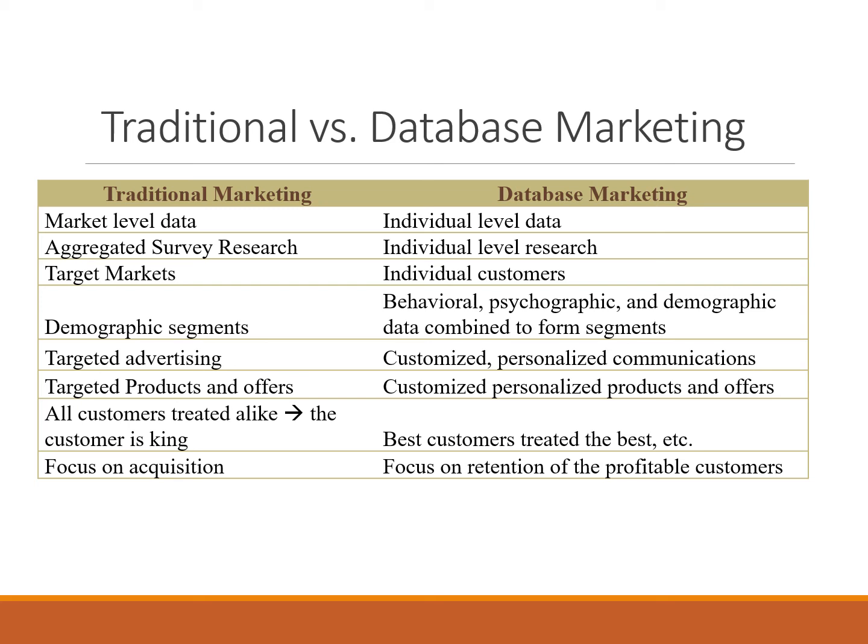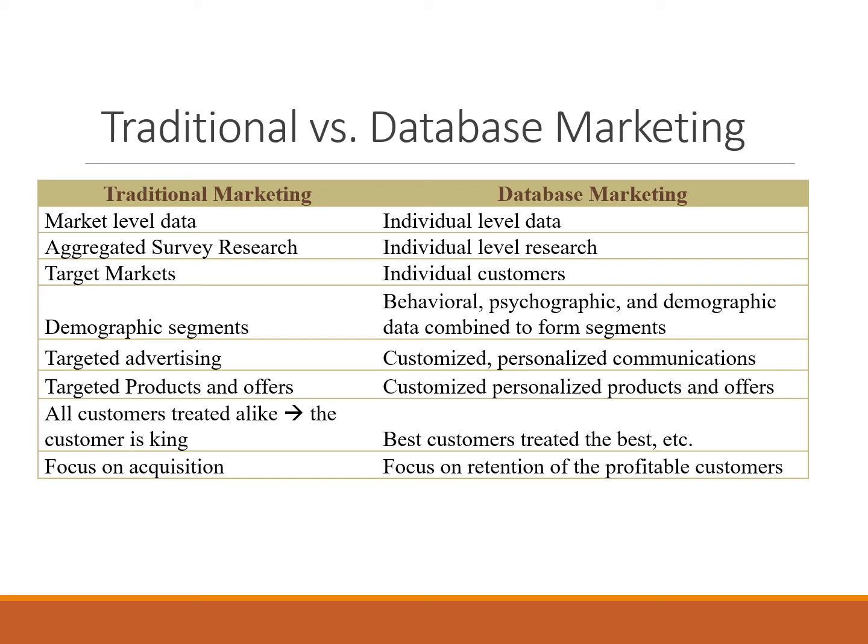Traditional marketers talk about target markets. We're going to target 18 to 35-year-old affluent females. Database marketers think about individual customers. This is one of the key differences. Traditional marketers tend to think about demographic segments. Database marketers are more micro-segmentation oriented. They think about behavioral data, such as purchase levels, purchase data, response to campaign data, those sorts of things. Psychographic and demographic data combine to form segments.